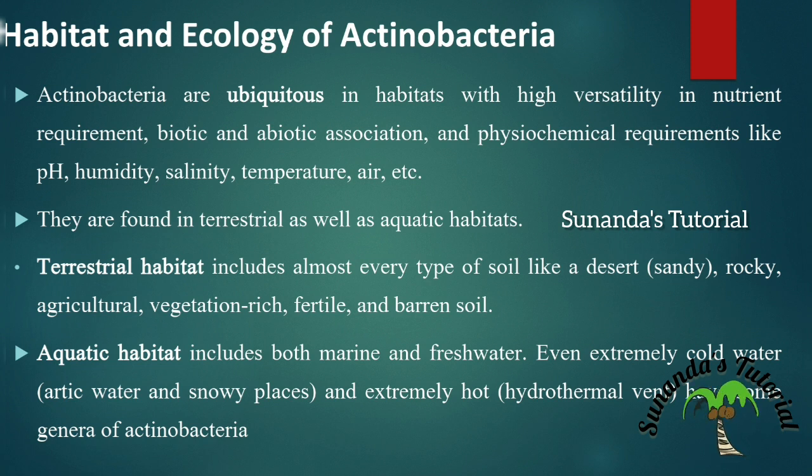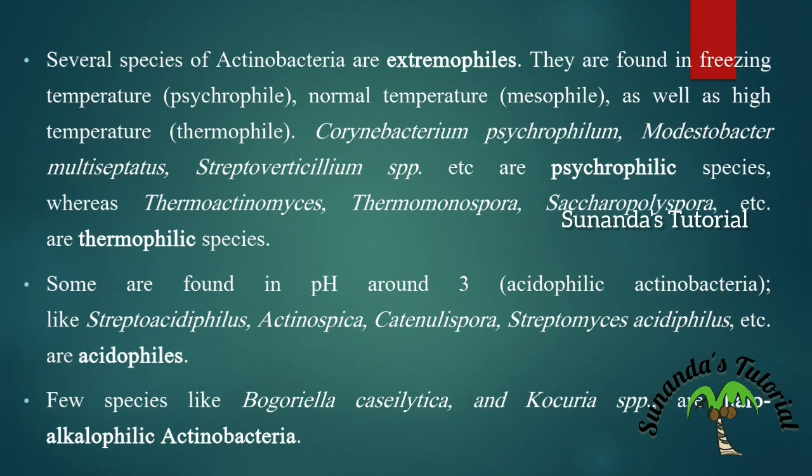Next, the habitat and ecology. These actinobacteria are ubiquitous in nature with high versatility in nutrient requirement, and biotic and abiotic interaction. So they are found in almost all types of habitat, in terrestrial as well as aquatic habitats. Aquatic habitats include both marine and freshwater ecosystems. Several species are extremophiles. They are found in freezing conditions, called psychrophiles, in normal temperature, called mesophiles, as well as very high temperature, called thermophiles.